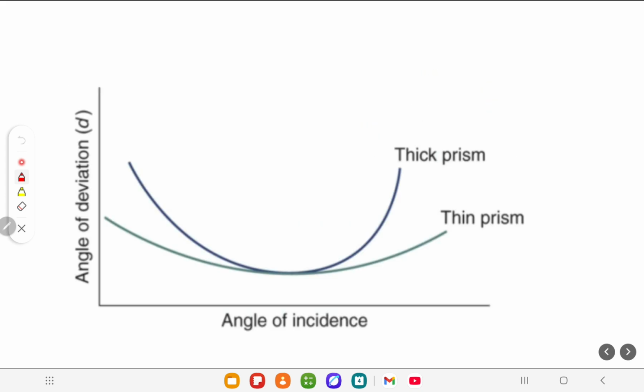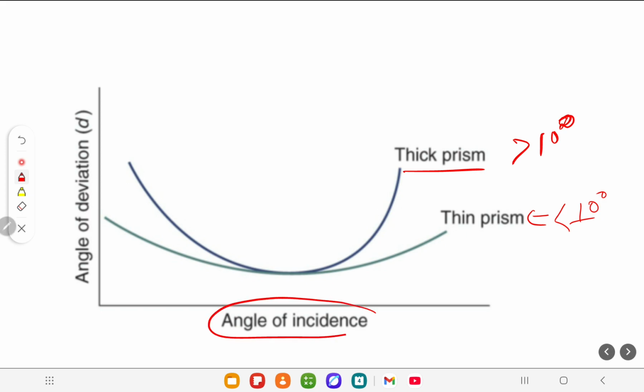So I'll discuss the difference between thick and thin prism. We generally consider an apical angle less than 10 degrees to be a thin prism, and an apical angle greater than 10 degrees we call a thick prism. Okay, this is the generalized differentiation. But what is the main difference between a thin prism and a thick prism? In the case of a thin prism, the angle of incidence doesn't matter. In the case of a thick prism, the angle of incidence matters.